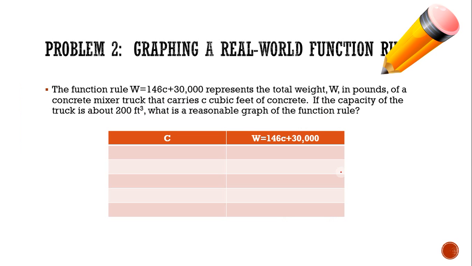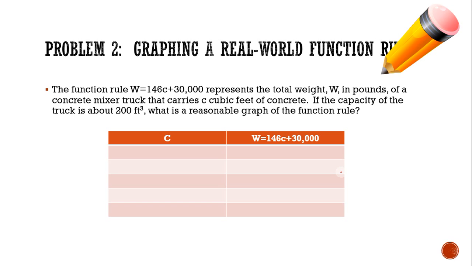Now let's graph a real-world function rule. The function rule W equals 146C plus 30,000 represents the total weight W in pounds of a concrete mixer truck that carries C cubic feet of concrete. If the capacity of the truck is about 200 feet, what is the reasonable graph of the function rule?